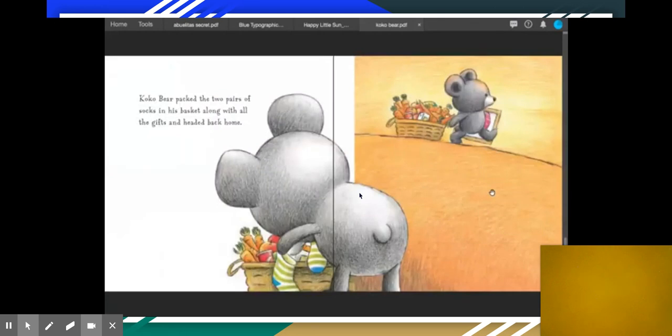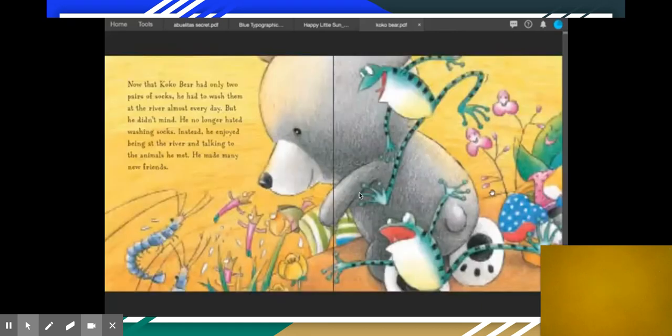Coco Bear packed the 2 pairs of socks in his basket along with all the gifts and headed back home. Now that Coco Bear had only 2 pairs of socks, he had to wash them at the river almost every day, but he didn't mind. He no longer hated washing socks. Instead, he enjoyed being at the river and talking to the animals he met. He made many new friends.